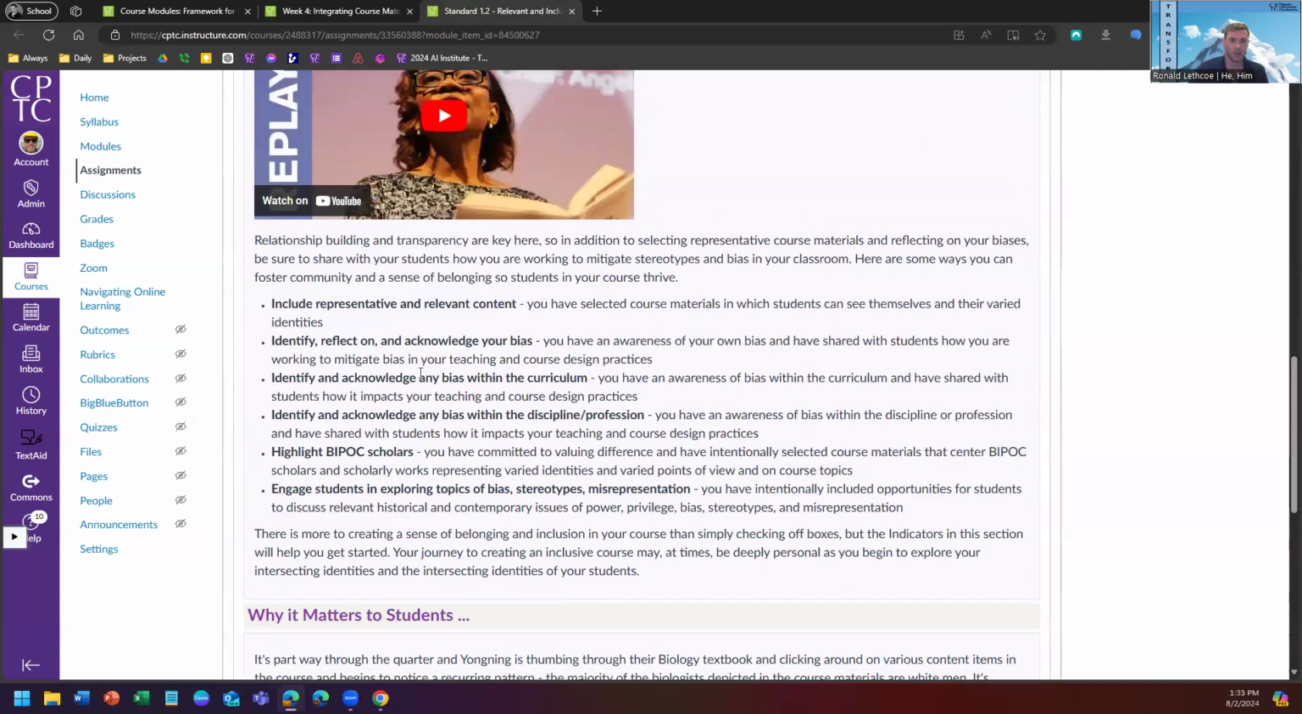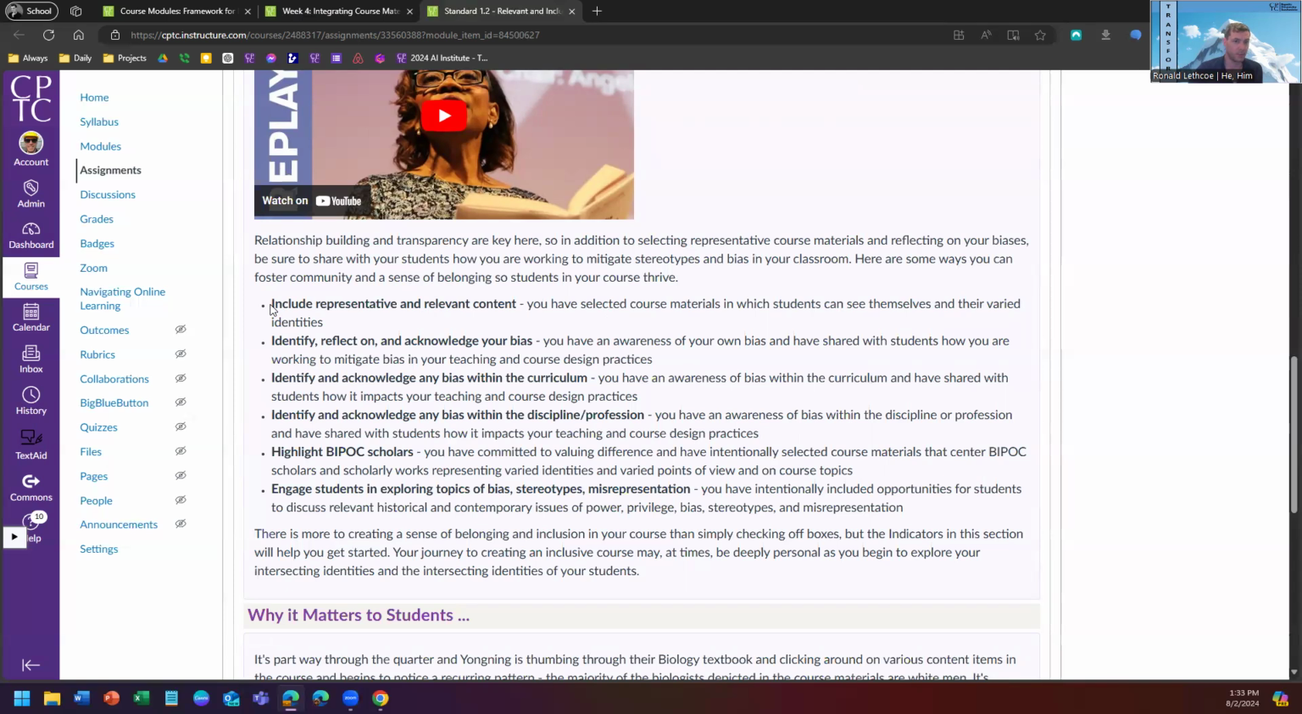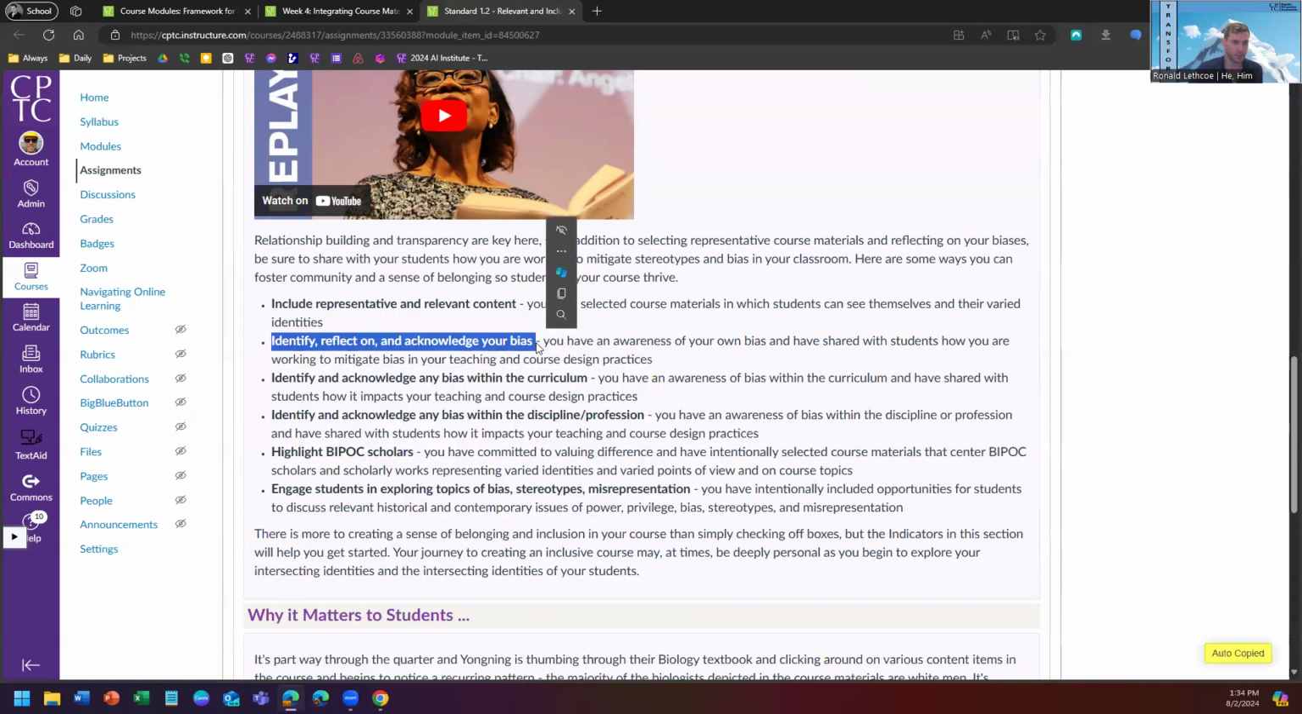So let's look very quickly at this list of different things that we can think about. These are the ways that we can foster community and a sense of belonging through the course materials. First one here: include representative and relevant content. Same as what we just talked about. Identify, reflect on, and acknowledge your bias. That's what we're going to be doing with this self-reflection and all the self-reflection questions.